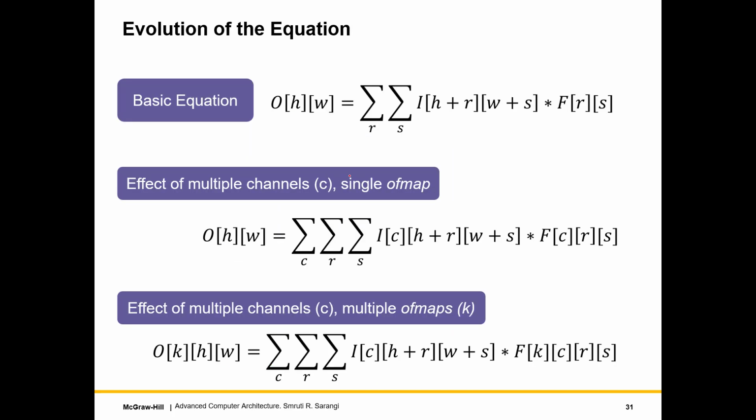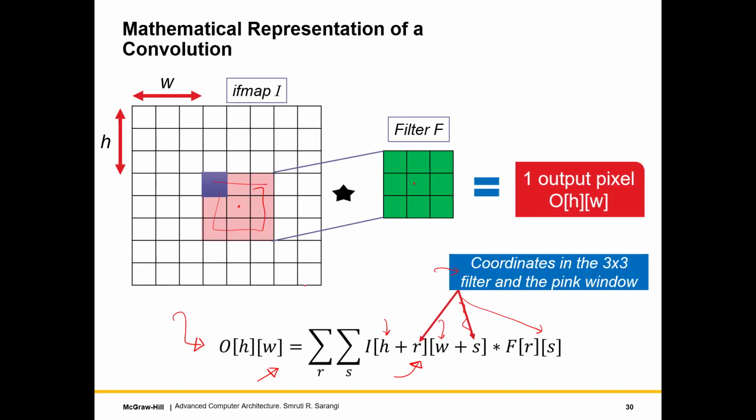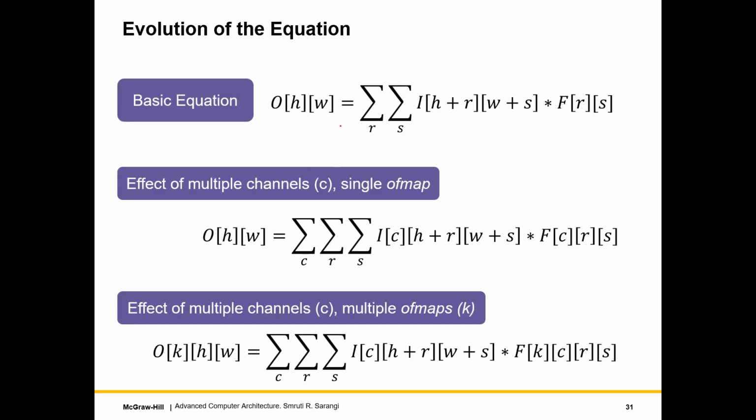So the basic equation that we have, which is exactly this, I've just copy pasted it over here, where the value of an output pixel is essentially this thing over here. We know how to interpret it now. So HW is the starting point and R and S are the iterators that we multiply. So this is of course for a single input map.